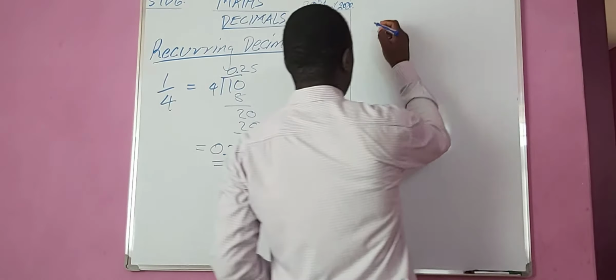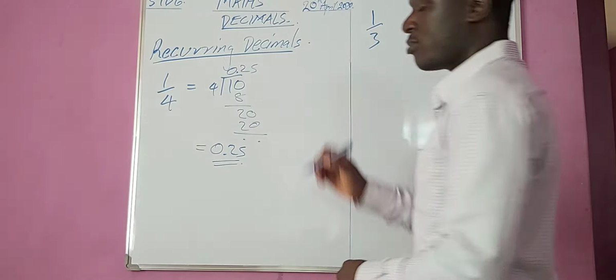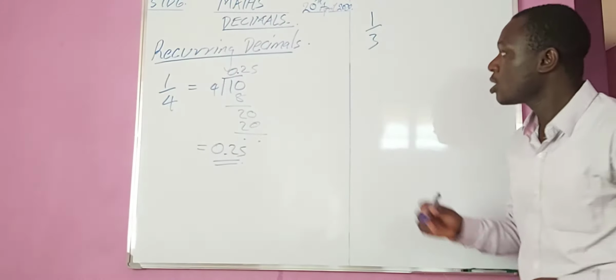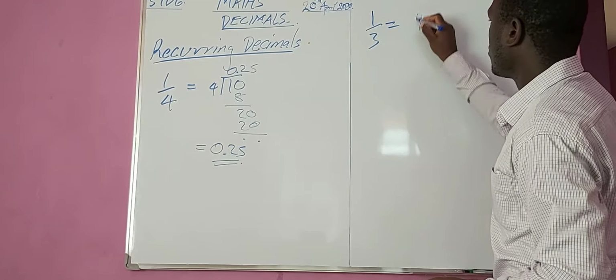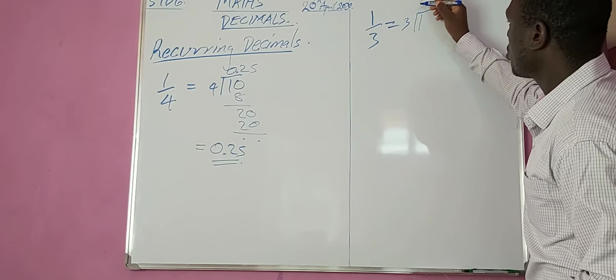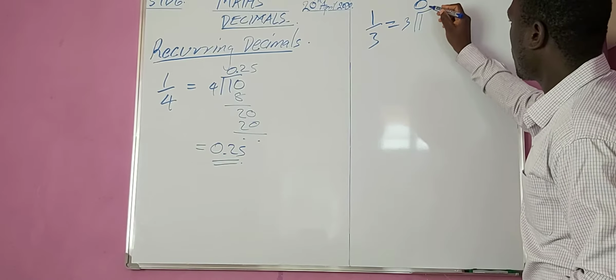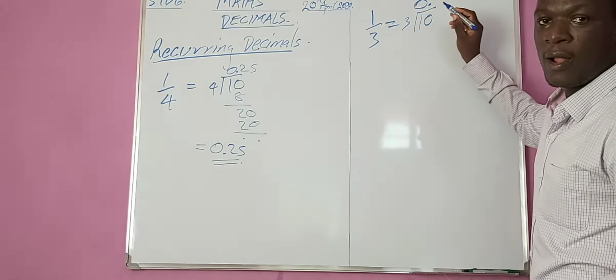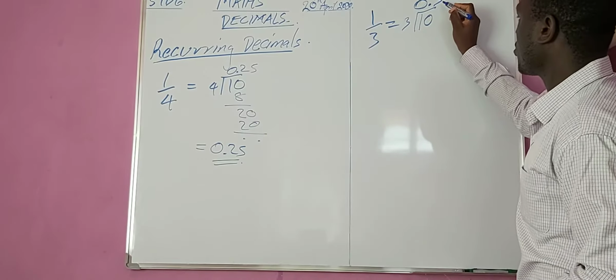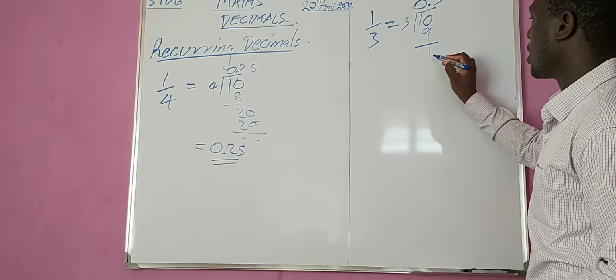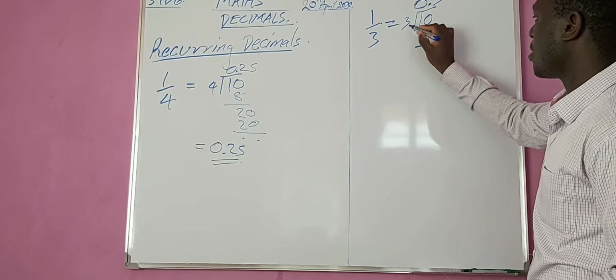You have been given 1/3. You are told convert 1/3 into decimal. It should be 1 divided by 3. That is 0. Add 0 there. 10 divided by 3. Good. 3. 3 times 3 is 9. 10 take away 9 is 1.